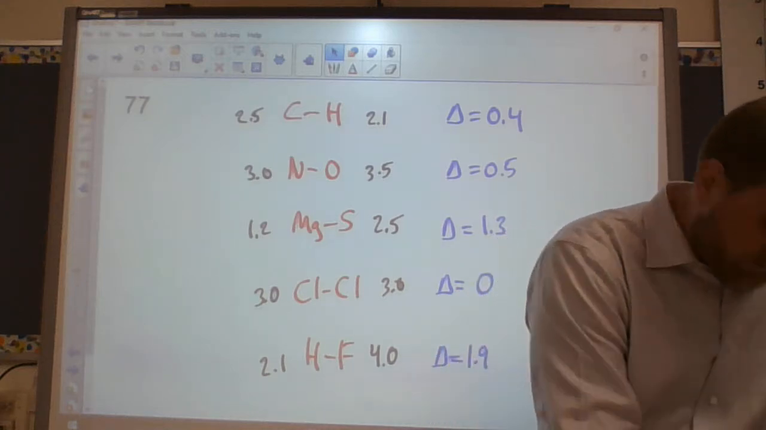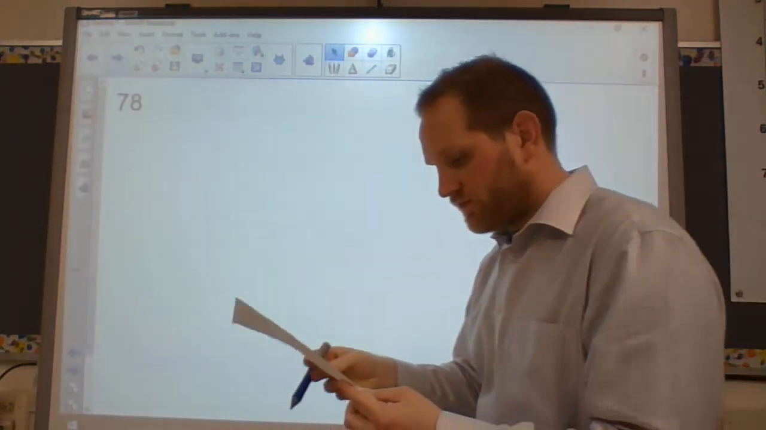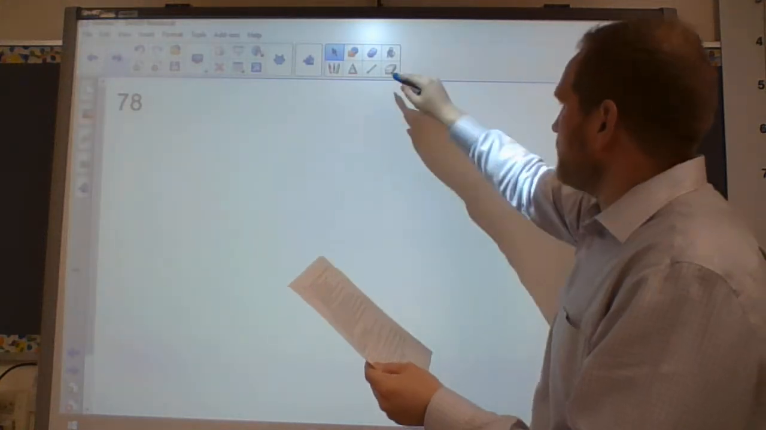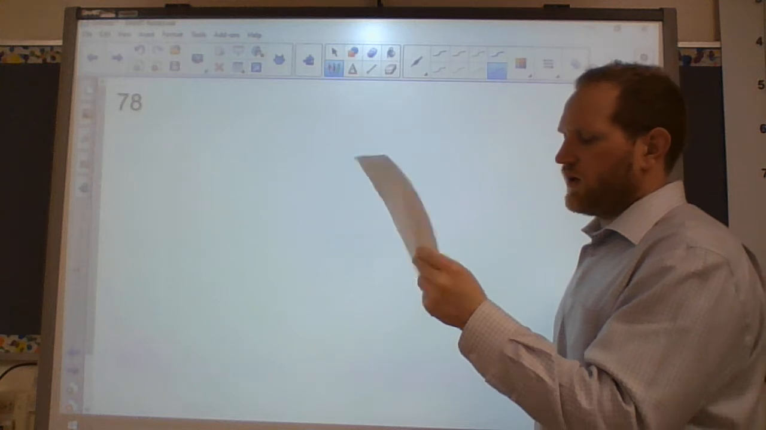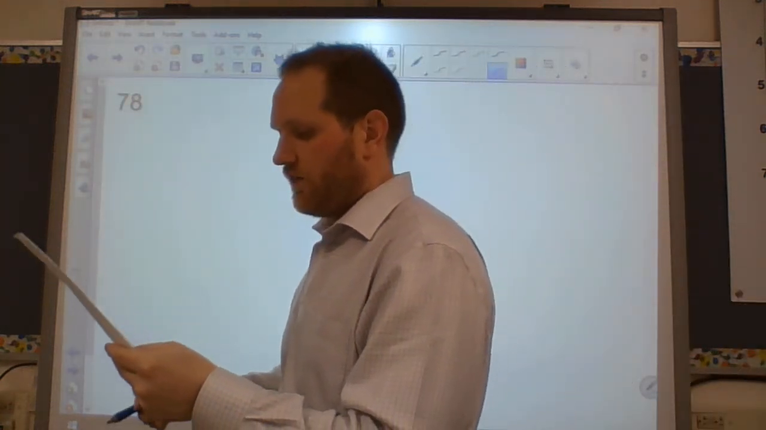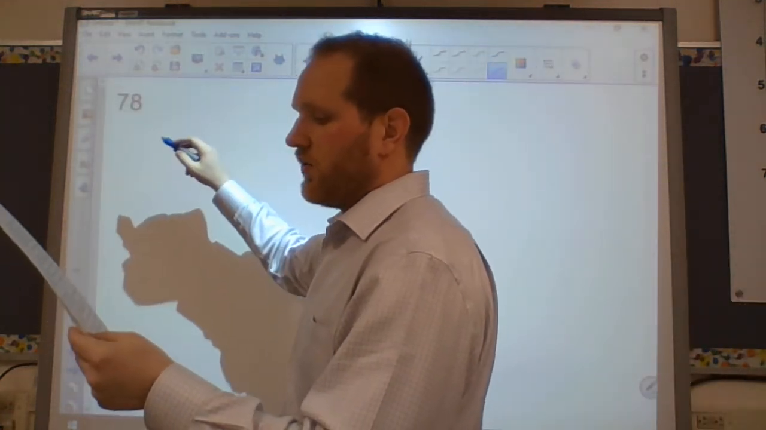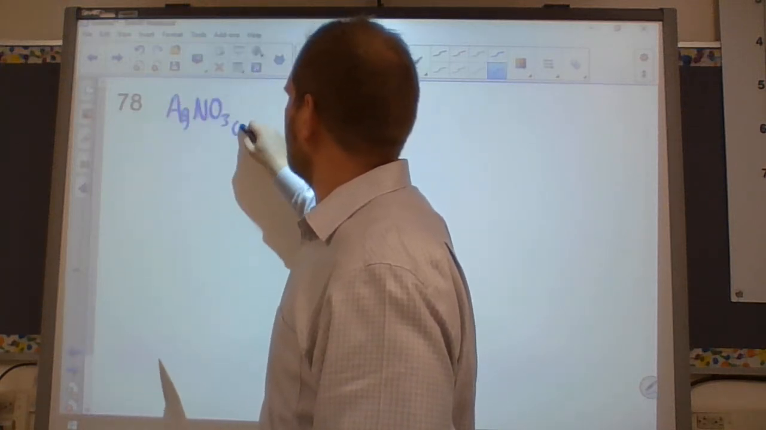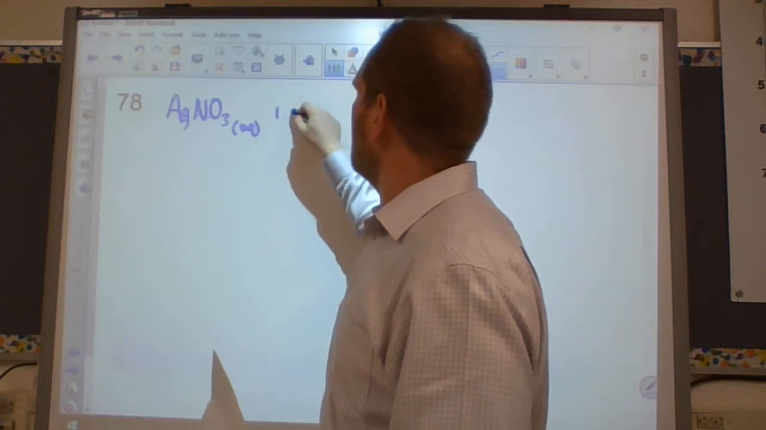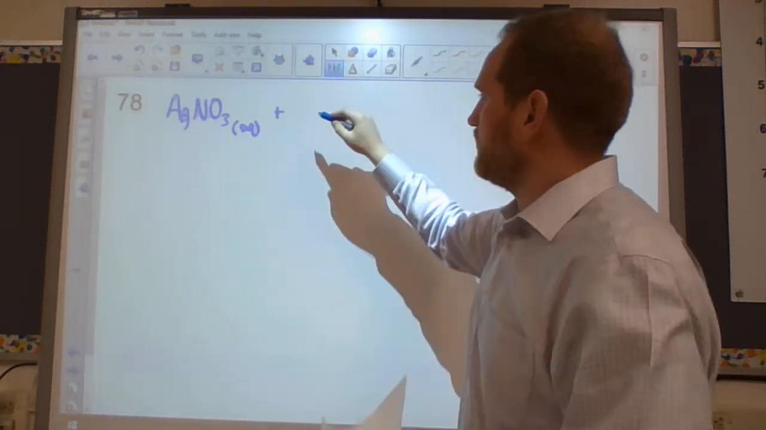All right, 78. Two solutions are mixed, and we're looking for total and net ionic equations and spectator ions. So I'll start with the standard balanced equation. So we have silver nitrate, and because I told you it's a solution, it's going to be aqueous, and that's going to bond with sodium chloride.